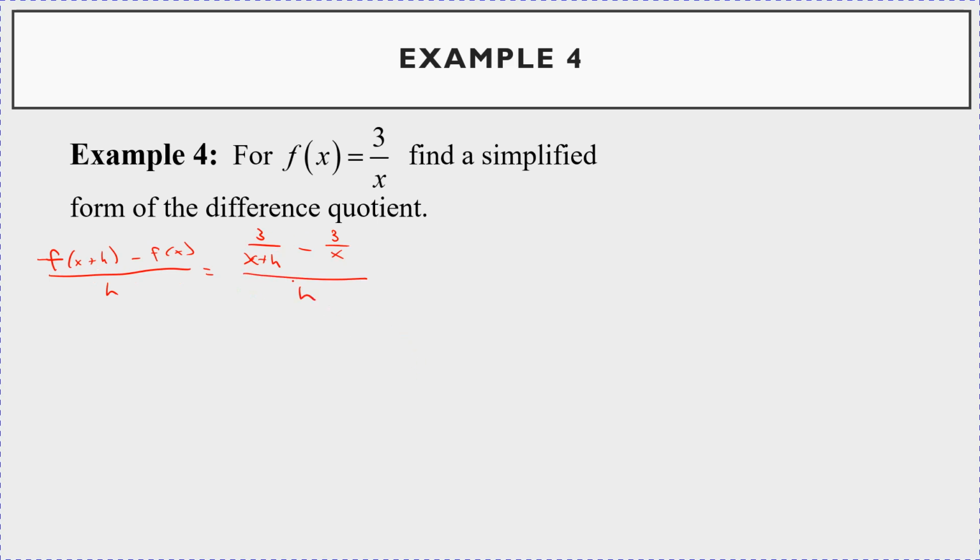Now you're going to have to clean this up. So you're going to combine the numerator here. You're going to need a common denominator. If it helps to see it, the LCD is just x times x plus h. So this is missing an x, so this becomes 3x over x times x plus h, minus, this has an x, so it's 3 times x plus h over x times x plus h, all over h.